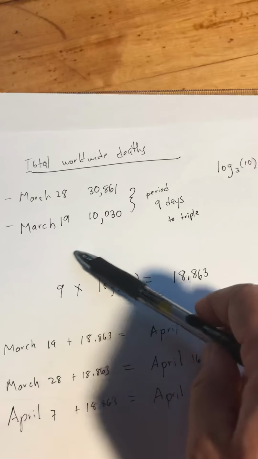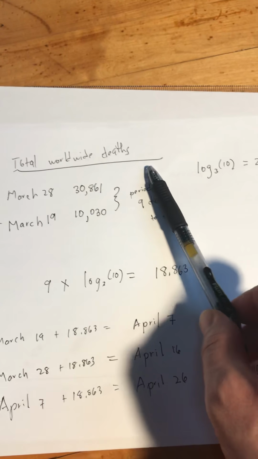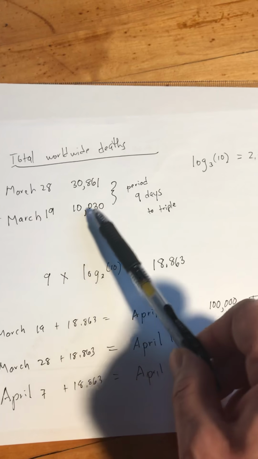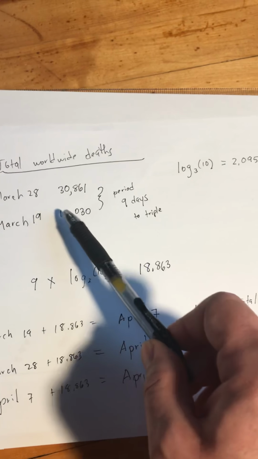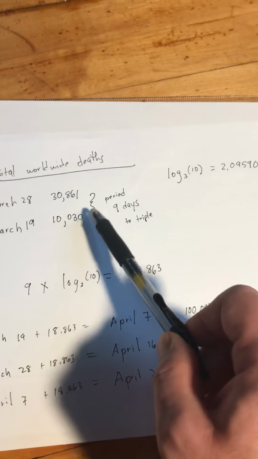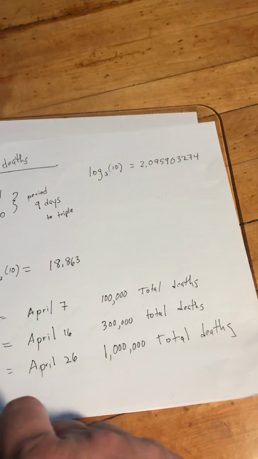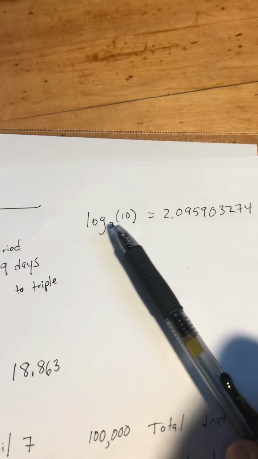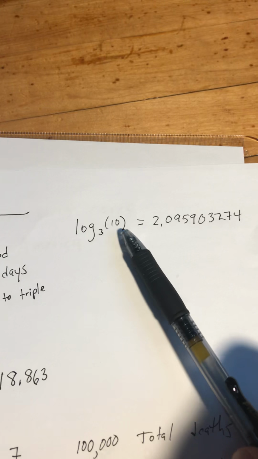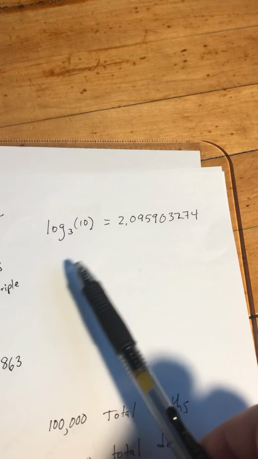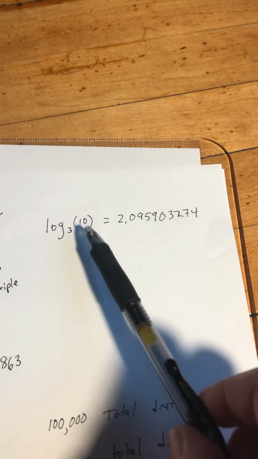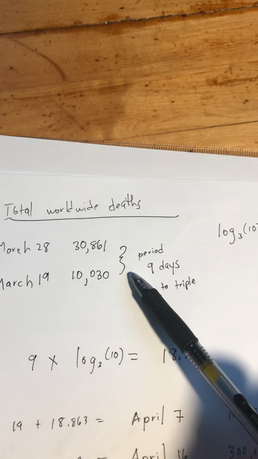If I can get my camera in the right place. And here we have total worldwide deaths. And here I wrote down the numbers: March 19th, 10,030, March 28th, 30,861, very conveniently near 10,000, 30,000. Period of 9 days. So what I did is I took a log of base 3, put in the argument 10, and I got this number. And that basically says 3 to this exponent will equal 10. So I know the amount of time it takes to triple.